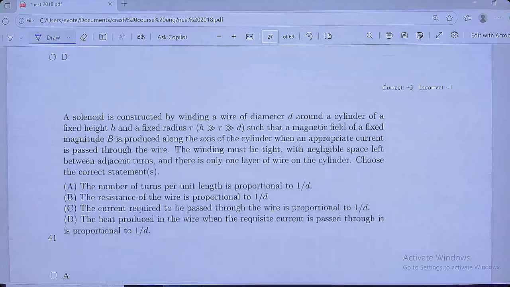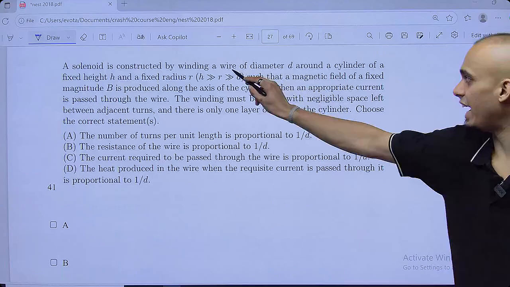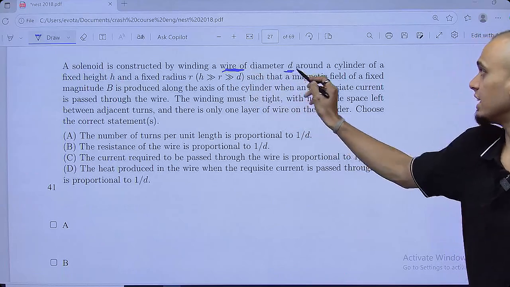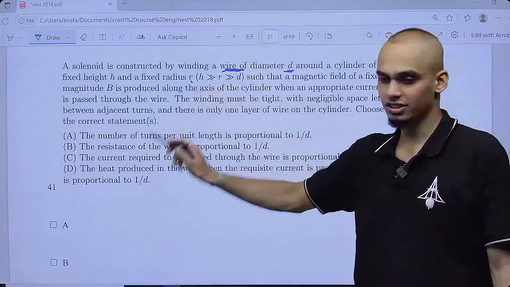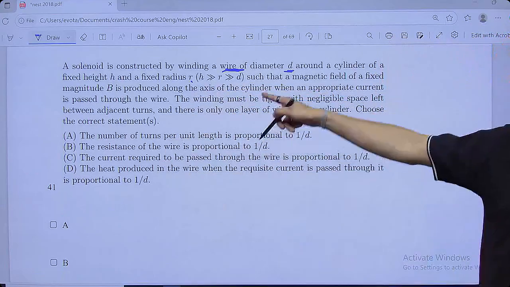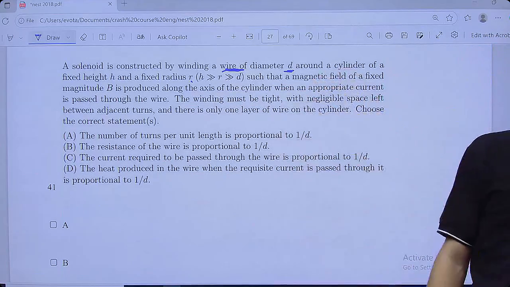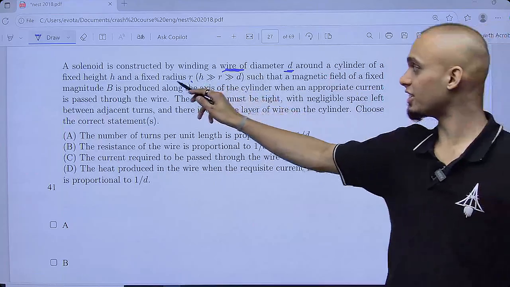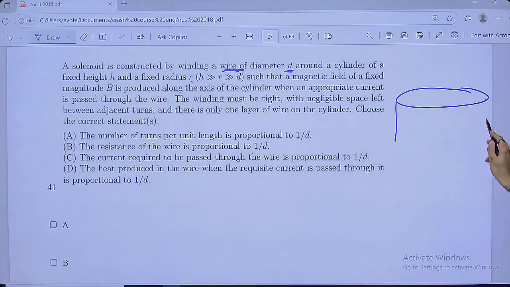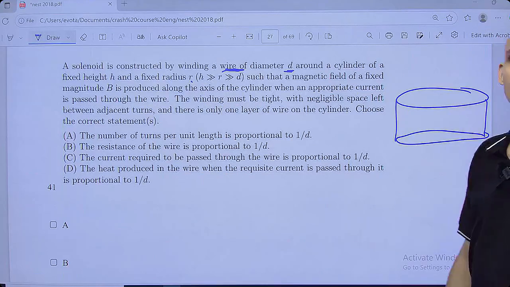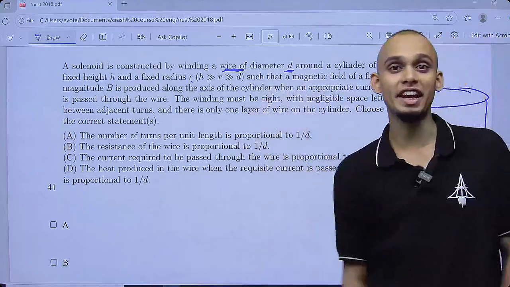Next question. In this one, we have a solenoid such that a wire having diameter d is wound around a cylinder whose height is fixed and whose radius is much more than the diameter of the wire also. The radius is greater than the height. So the cylinder is a very, very stout cylinder, you can say. The cylinder is stout, but the thickness of the wire is very, very thin as compared to the radius of the cylinder itself.